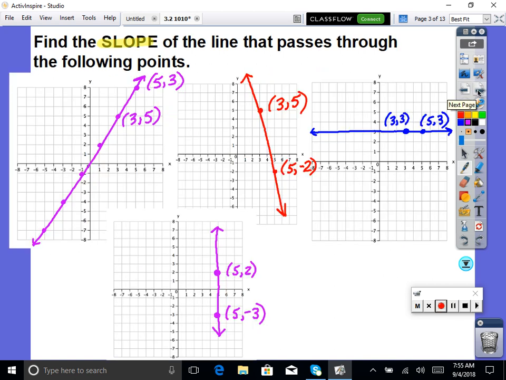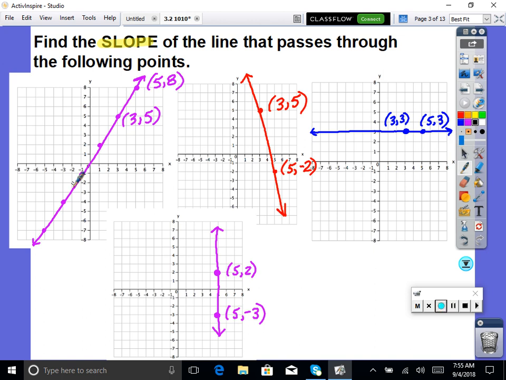Next one, it says find the slope of the line that passes through the following points. So given a graph, it's actually quite easy. Let's figure out 2 points, and let's do the rise over the run. You're always going to want to pick whole number points. Okay, so we're given this line. Pick 2 points and find the rise, then find the run.